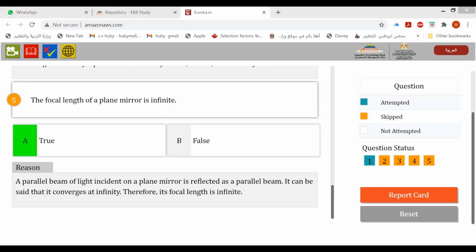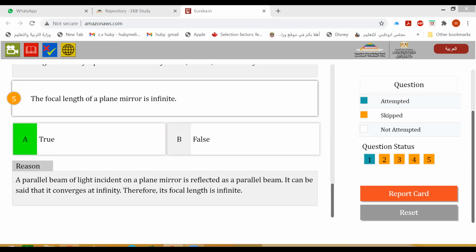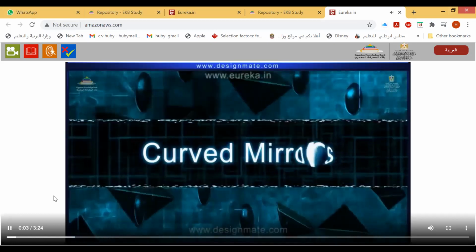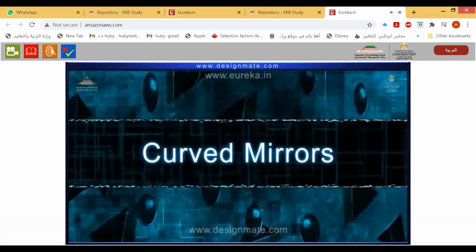Let's change to the second slide about curved mirror. What are the types of curved mirror? Curved mirrors. Let us discuss here the terms related to the curved mirrors.